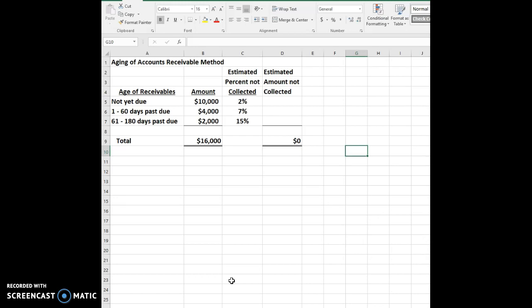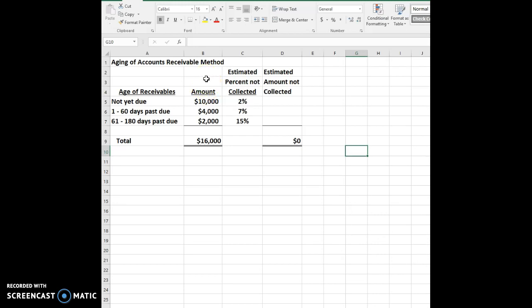So what we've done, we've split the $16,000 out into how far past due, if they're past due, in these various balances. So we look at all the customers' accounts and invoices we've sent, the date that the invoices were sent and when they were due. Within the $16,000, $10,000 is not yet due. So the customers have not had to pay us yet.